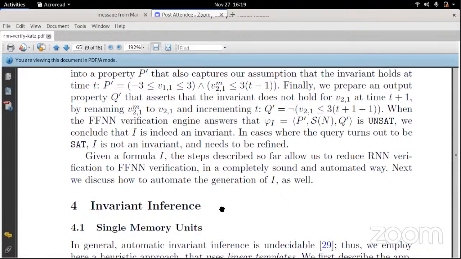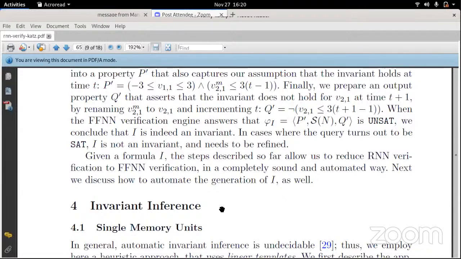This transformation is an over approximation, and therefore, if your invariants are very big or very broad, then your feed forward verification query will fail, but you will not be able to remark anything about the RNN verification query. So it gives you an answer only if it is successful. If that verification query fails and you get a counterexample, it does not necessarily translate to an RNN counterexample.